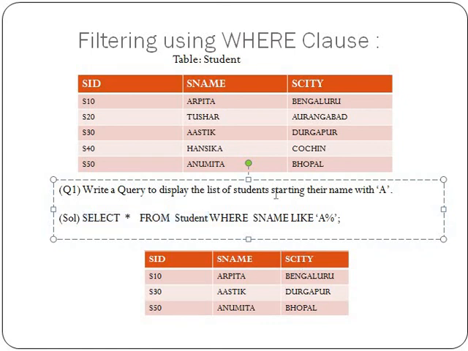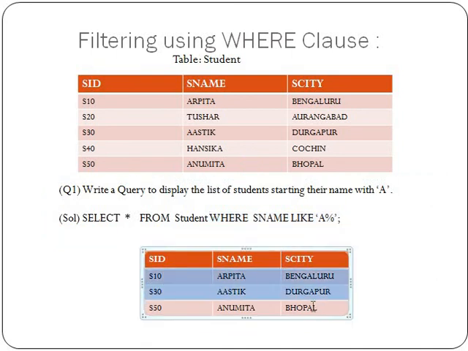And even for this question, the criteria set is that the name has to start with the letter A. So I'm going to put the where clause as where SName like A percentage, which is going to show the records of the students Arpita, Astik and Anumita. Okay, so this output table shows the records of only these three students, because these are the students whose names start with the letter A.